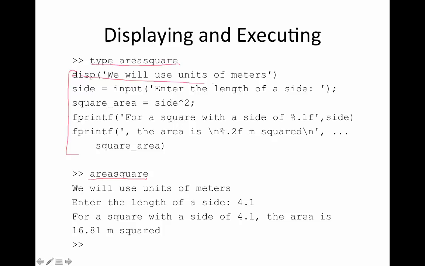So first of all, it's going to display, we'll use units of meters, so it prints that out. And then the input function prints the prompt, enter the length of a side, and the user entered 4.1 for the value of the variable side. Then it calculated the square area, but suppressed that result, and then printed everything in a nice formatted way using the fprintf. So it prints for a square with a side of 4.1, the area is 16.81 m squared.